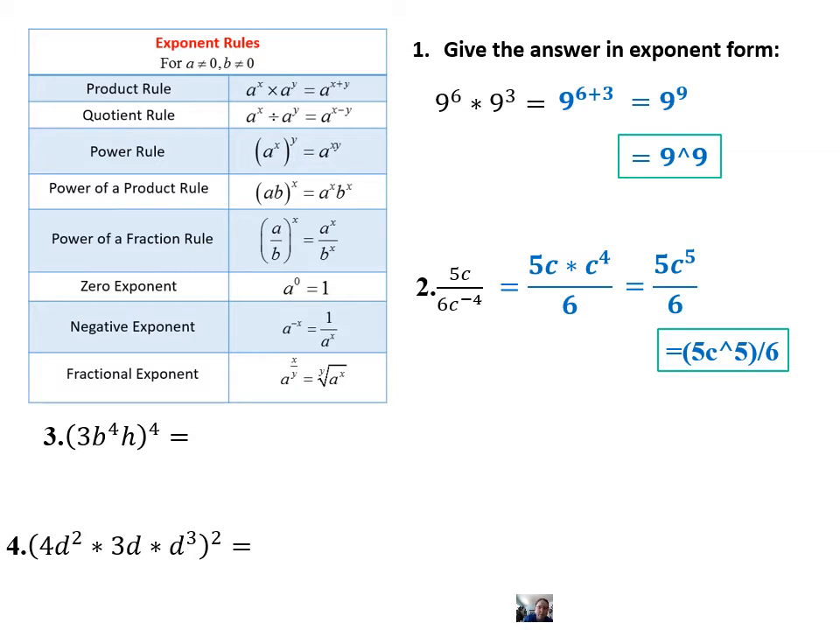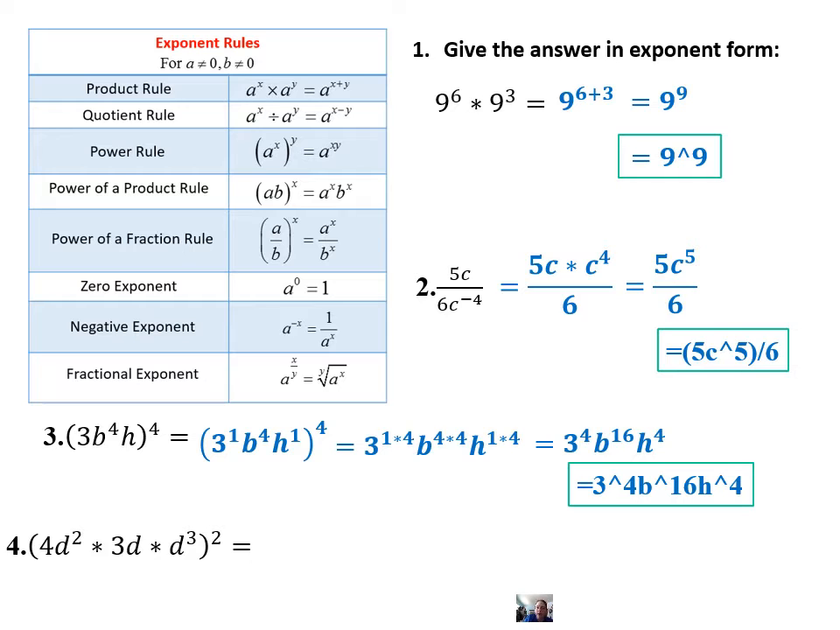Number 3, we've got some factors without exponents. If there's no exponent listed, it's automatically a 1, so that's 3 to the 1st and h to the 1st, whereas the b is to the 4th. When you have the power on the outside, you distribute that, so you multiply all the powers on the inside by 4, and that gives us 3 to the 4th, b to the 16th, and h to the 4th. That would get typed into Summit as 3 caret 4, b caret 16, h caret 4.